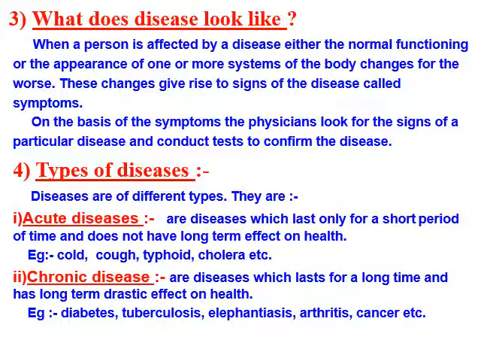Types of disease: there are basically 4 types of disease. First is acute diseases. These are the diseases which last only for a short period of time and do not have a long effect on health. Examples: common cough and cold, typhoid, cholera, etc. Some diseases are chronic diseases, which last for a long time and have a long-term drastic effect on health. Examples: diabetes, tuberculosis, encephalitis, arthritis, cancer, etc.